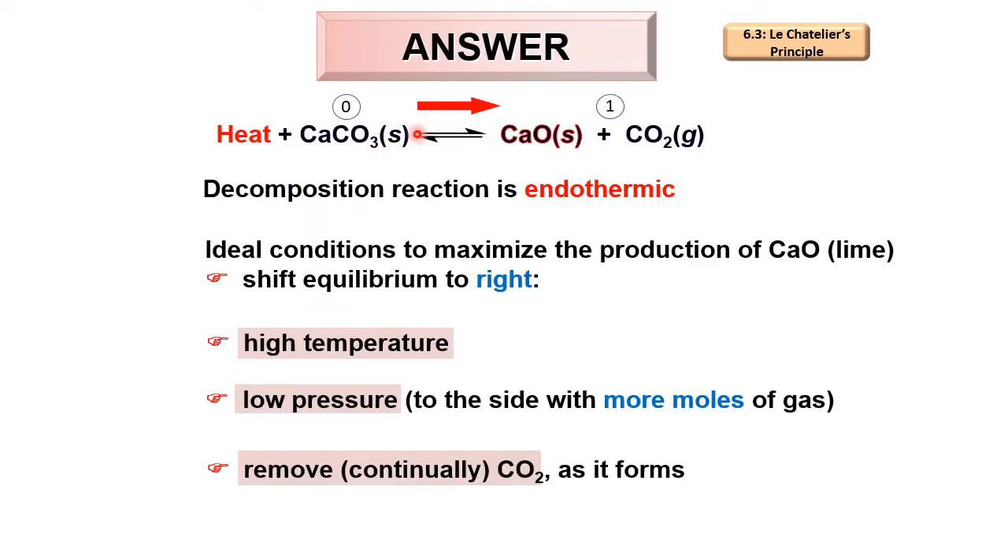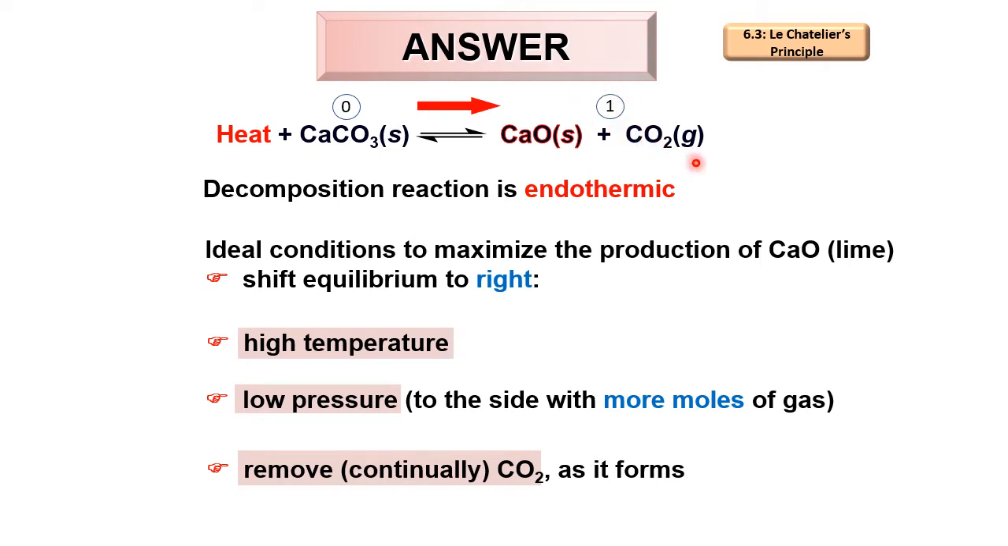First, check. Okay, this is an endothermic reaction. That's why the heat is on the reactant side. And then solid, we just ignore here. The number of mole here is equal to 0. And then for the right hand side, okay, this one is solid, but our purpose is to produce more calcium oxide, meaning we have to ensure that the system is shifted to the right.